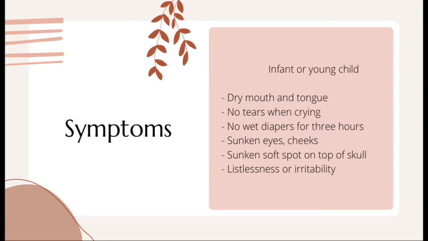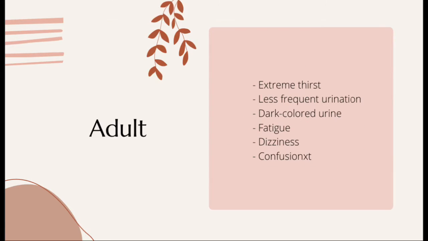The symptoms of dehydration for an infant or young child include dry mouth and tongue, no tears when crying, no wet diapers for 3 hours, sunken eyes and cheeks, sunken soft spot on top of skull, and listlessness or irritability. For adults, the symptoms include extreme thirst, less frequent urination, dark colored urine, fatigue, dizziness, and confusion.